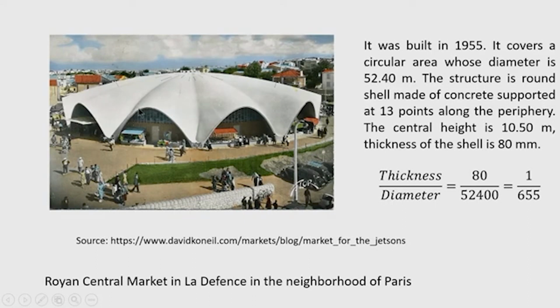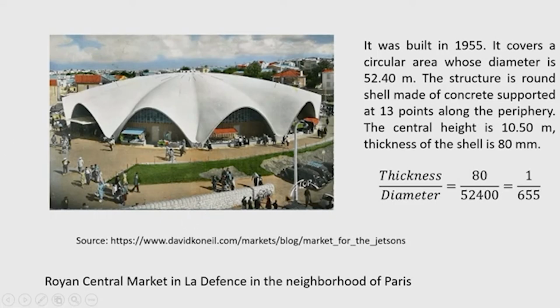Okay. You can see the thin structure, the thickness is very small, and it is supported on the periphery by 13 points, by pillars, or by short columns. The central height of the shell is 10.5 meter. So, it is almost a 3-story building height, the central height, and the thickness of the shell is only 80 millimeter in comparison to its diameter 52.4.